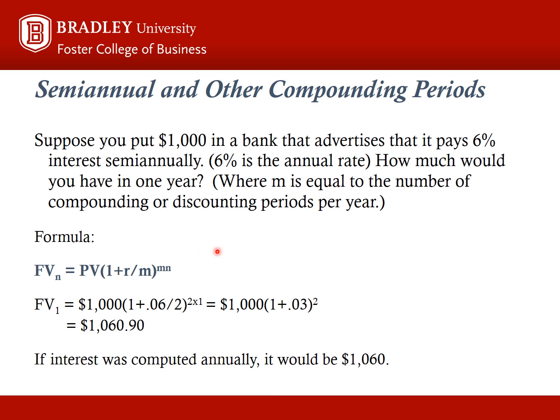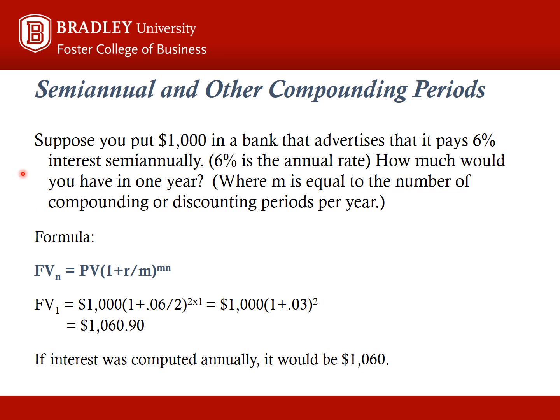What happens when you have more frequent compounding periods? Oftentimes you'll see where an investment might advertise that it pays interest semi-annually or quarterly. So we can still use the same formulas we've talked about thus far, but we do have to make an adjustment. The only adjustment we make is we incorporate what I'm calling M here, where M is equal to the number of compounding or discounting periods per year.